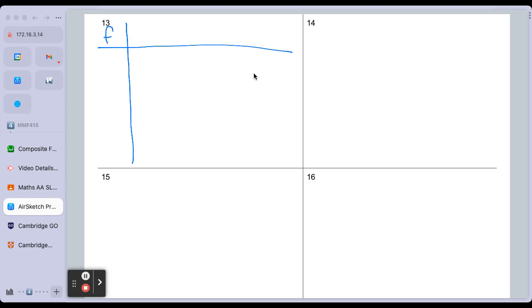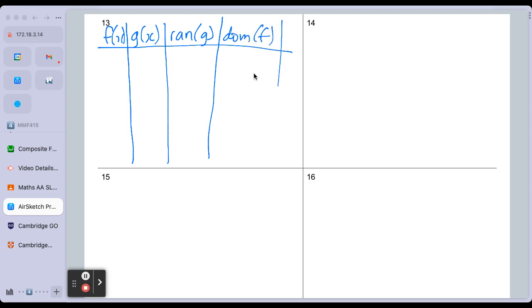We're going to have f of x. We're going to have g of x. I want you to compare the range of g, you'll need room for this, with the domain of f. And in the last column, I want you to just say, does this exist?